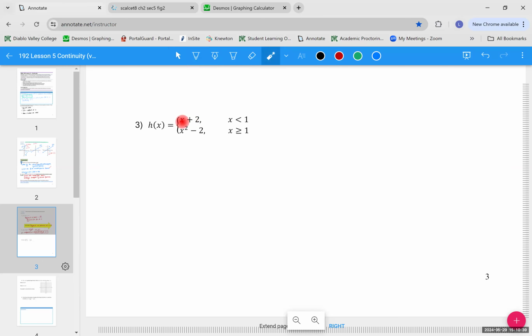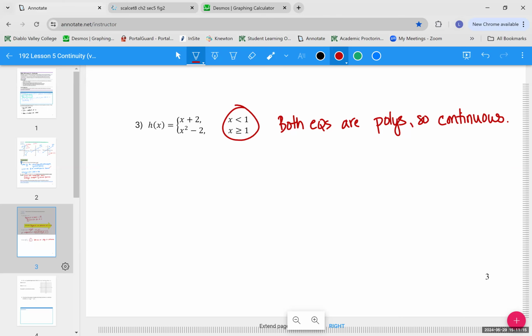I have the first equation, x plus 2. That's a polynomial, so it doesn't have any domain issues. It will be continuous everywhere that it's defined. So I look at the second equation, x squared minus 2, also a polynomial, also continuous everywhere it's defined. So I'm just going to put a little note here: both equations are polynomials. Shorthand a couple words there. So each individual piece is going to be continuous. The question is, what about the breakpoint?